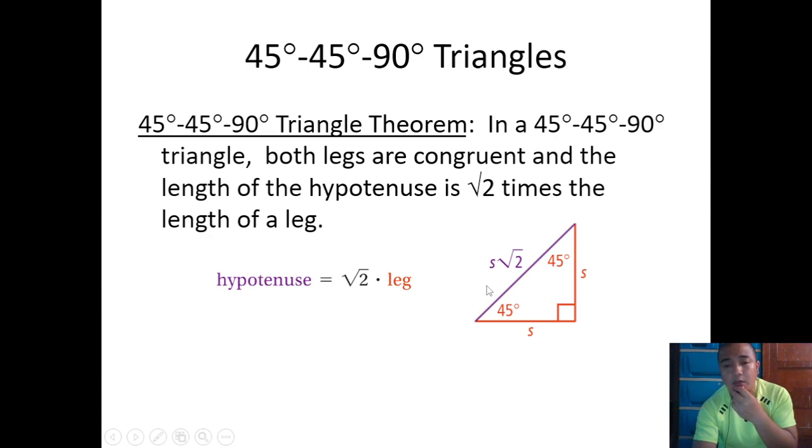And if given the hypotenuse of an isosceles right triangle, and you're asked to solve for s, or the length of one of the legs, you just divide the hypotenuse by square root of 2. Right? If you divide s square root of 2 by square root of 2, it becomes s.